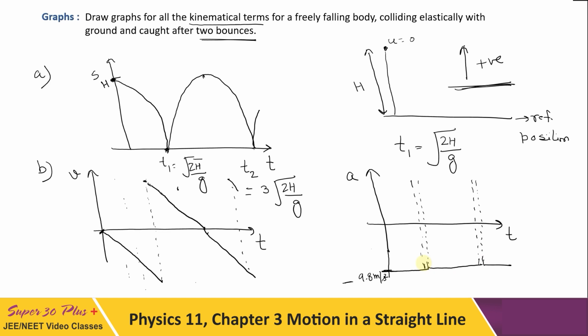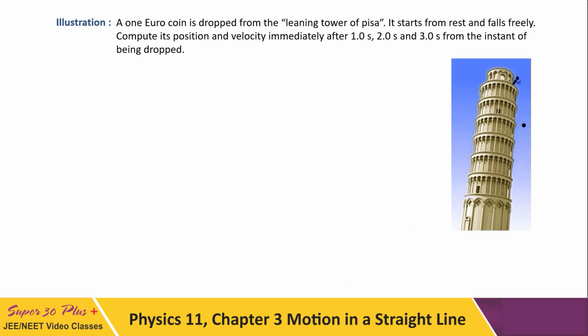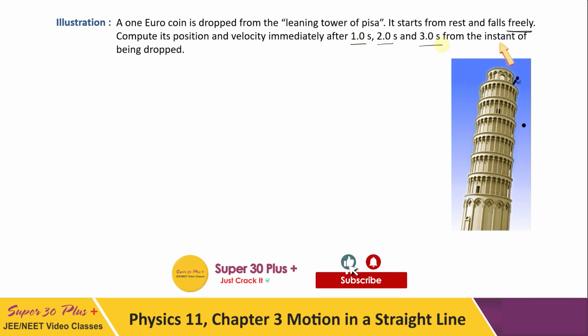I hope you understood all the graphs clearly. I have taken one illustration here. A €1 coin is dropped from the Leaning Tower of Pisa. It starts from rest and falls freely. Falls freely means it is starting with initial velocity 0. Compute its position and velocity immediately after 1 second, 2 seconds and 3 seconds from the instant of being dropped.